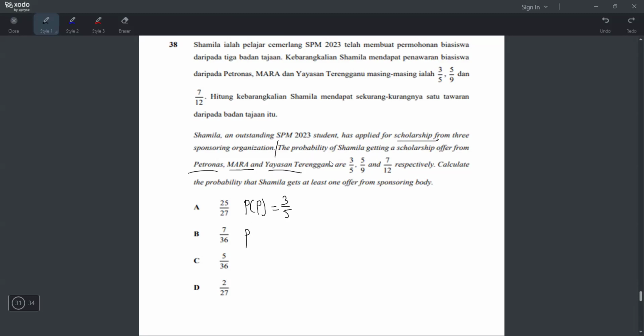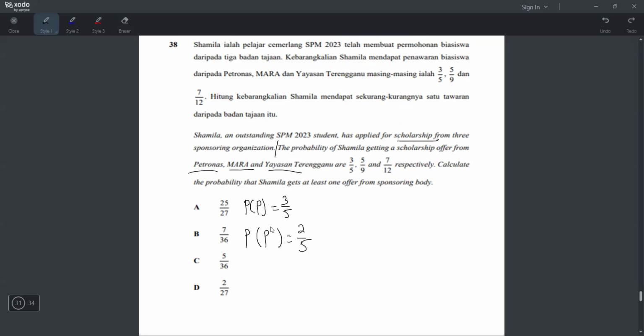Okay, whenever they give you the probability of something, immediately find the probability of the opposite. So if 3 over 5, what's the other probability? It will be 1 minus 3 over 5, which is 2 over 5, right?